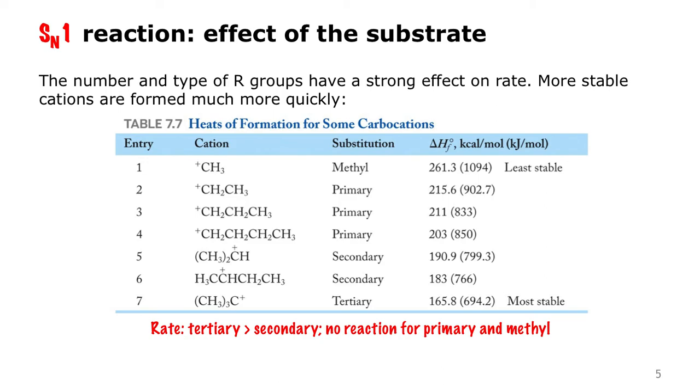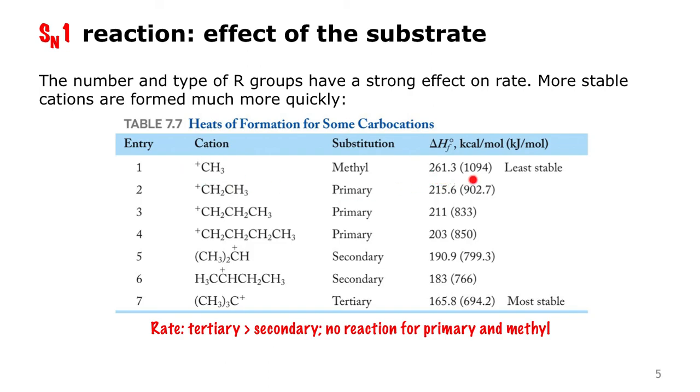So as I said, the structure of the substrate strongly affects the rate of Sn1 reactions, and it correlates with carbocation stability. The more substituents you have on the carbon that bears the positive charge, the more stable that structure is. We can actually calculate heats of formation for a variety of cations. You notice where the positively charged carbon is in these species. So the first entry here is a methyl cation.